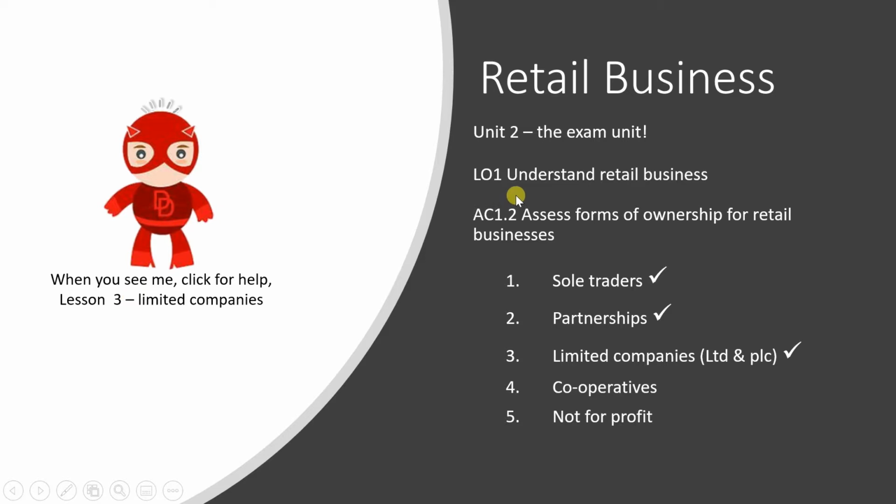For assessment criteria 1.2, we're looking at the forms of ownership. This time around we're going to look into two: private and public limited companies, that is LTDs and PLCs. So when you see the little red daredevil, that's where you're going to get your help.